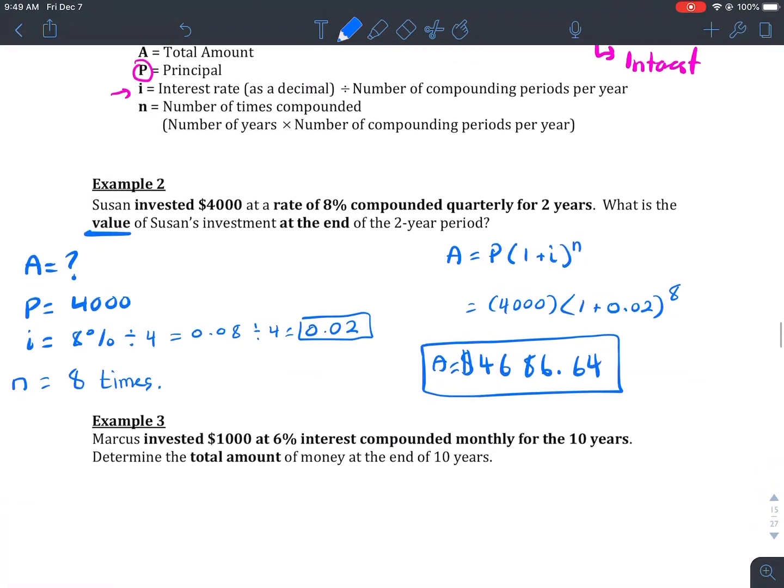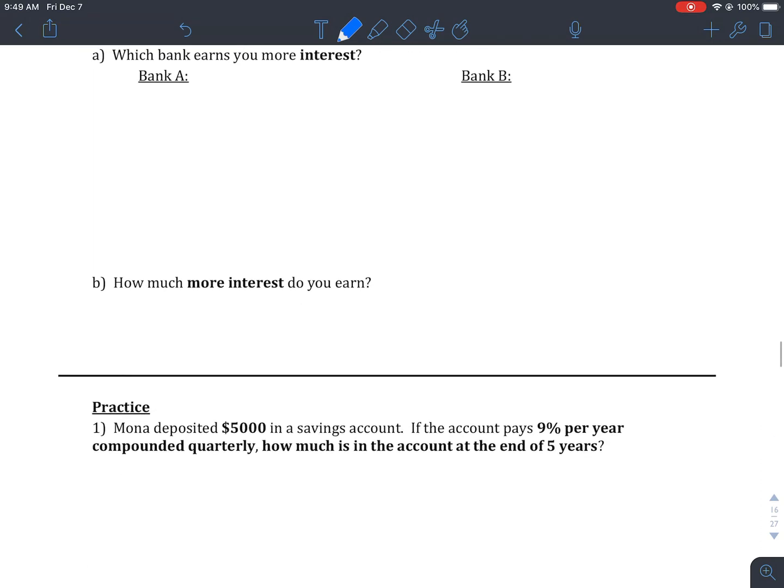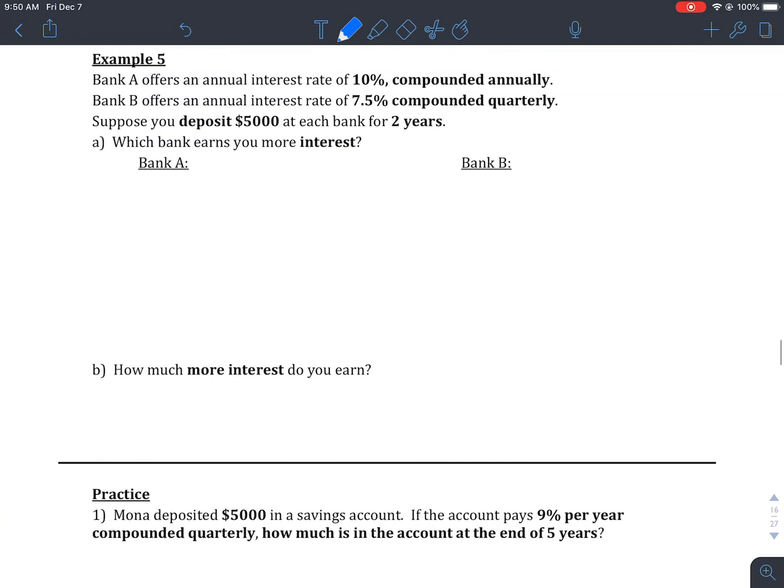Okay, so I'll stop that video there, and the next one we'll do a couple more examples, and we'll get to the practice ones on the bottom.